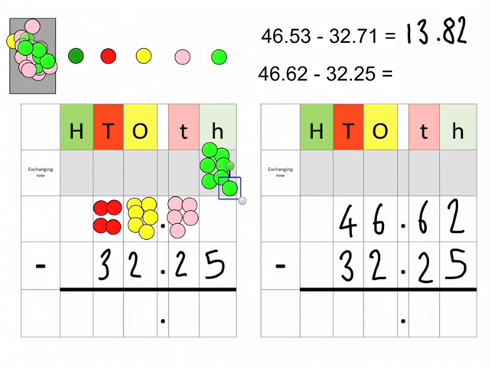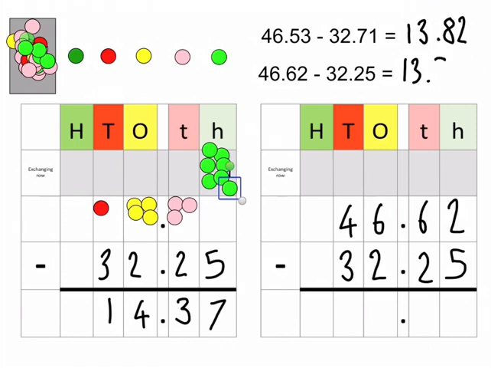That's left me with 1, 2, 3, 4, 5, 6, 7. And now I've only got 5 tenths left, but I can take 2 away from that easily enough. 1, 2, that leaves me with 3 tenths. 6 ones, taking away 2, that leaves me with 4 ones, and then 4 tenths, take away 3, that leaves me with 1 ten. 14 point, whoops, I've written 13.